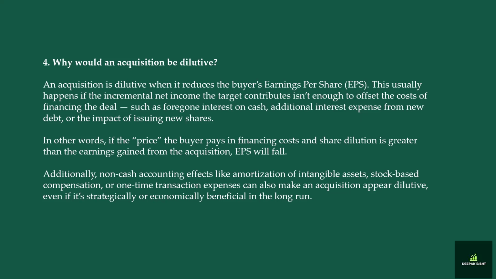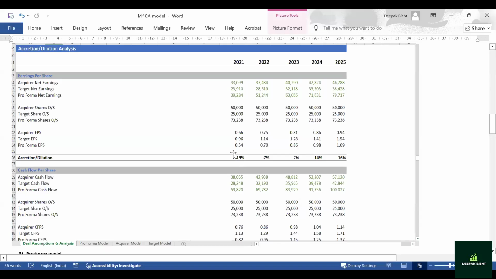In short, an acquisition is dilutive when the financial and accounting costs of the deal outweigh the net income contributions of the target company. It's important to note that dilution does not necessarily mean the acquisition is bad. It could still create long-term strategic or cash flow value, even if EPS decreases in the near term. If you remember, I just showed you this. In the near term the EPS is decreasing, but in the future the EPS is increasing, and this merger and acquisition is giving us strategic long-term value.